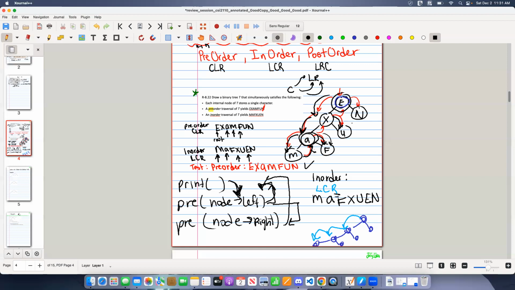So we have E. Let me just write this down. We start at E. We see that E is here. We know that the right node is going to be N because it's to the right of it. And then you go back, you have X. We know that to the right of X is going to be U because it's to the right of it in the in-order. And you just keep going through that until you're done. And how do you know you're finished? You're at the end of the line. Every value has been used.